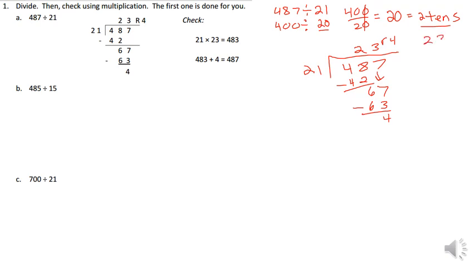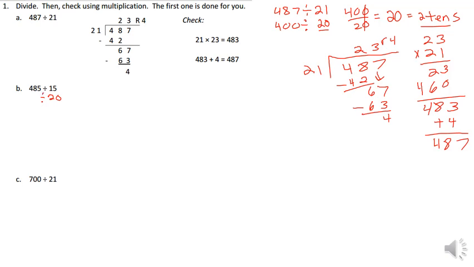In order to check our work to make sure we have the right answer, we're going to multiply our divisor times our quotient. So we have 23 times 21. 1 times 3 is 3, 1 times 2 is 2. Place our 0, 2 times 3 is 6, 2 times 2 is 4, and we end up with 483. We have a remainder of 4 to add in, and that gives us 487. So it checks.